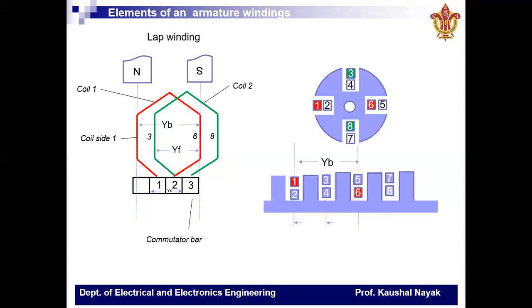Commutator pitch. The distance between the two commutator segments to which the two ends of one coil are joined is called commutator pitch, and the symbol is YC. It is always expressed in terms of commutator segments. For simplex progressive winding, the commutator pitch is always +1.